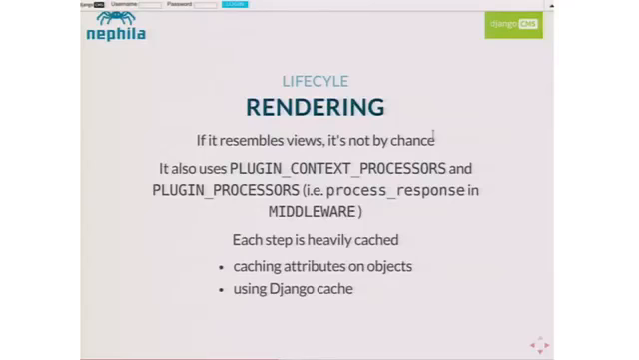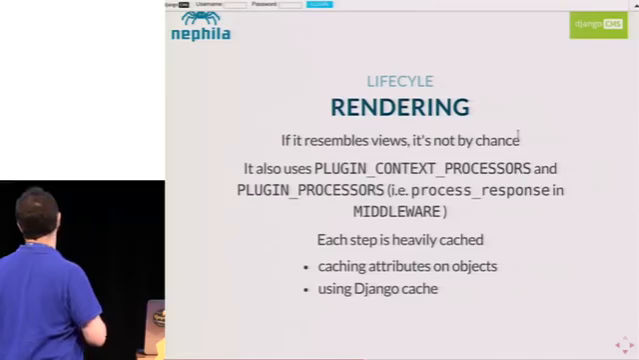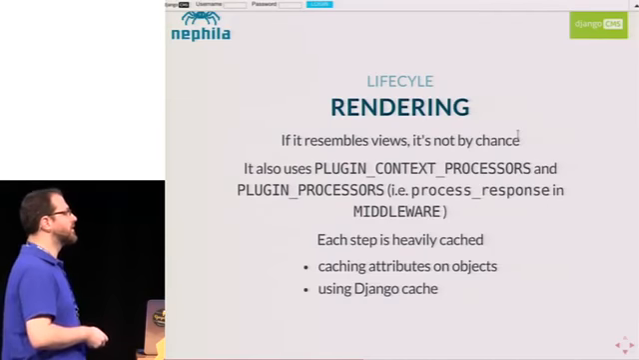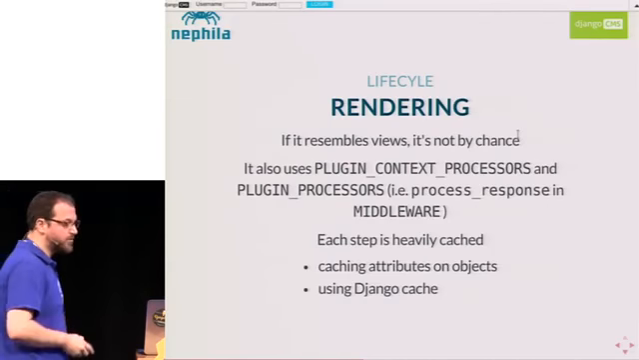All these steps are very heavy in terms of ORM and database queries. So we cache as much as possible, either locally on objects, where you will see a lot of underscore placeholder cache, underscore placeholder plugin cache, etc. in most of these functions, because you don't want to hit the database too much. And also everything, placeholder, page, whatever, is cached by using the Django cache.